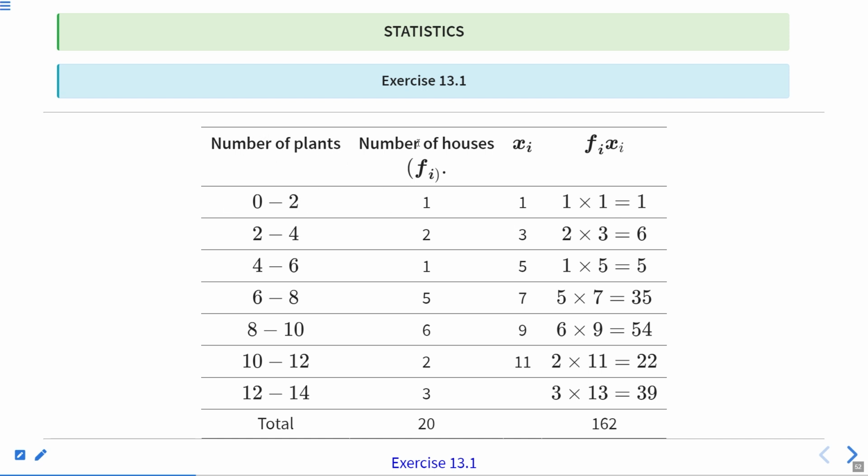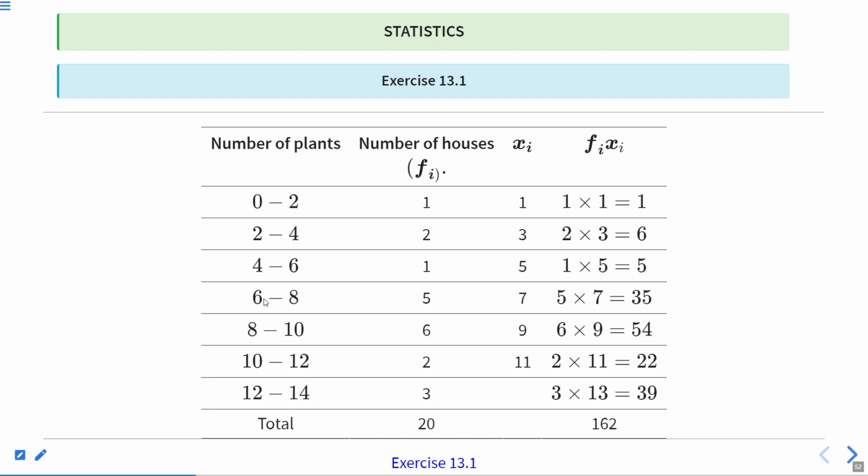So here, for the number of plants 0 to 2, the number of houses fi is 1, and xi is 0 plus 2 by 2, that is equal to 1, and then fi xi is 1 times 1, that is equal to 1. When the number of plants is 2 to 4, the number of houses fi is 2, and xi is 3, and fi xi is 2 times 3, that is equal to 6. When the number of plants is 4 to 6, the number of houses is 1, xi is 5, and fi xi is 1 times 5, that is equal to 5.